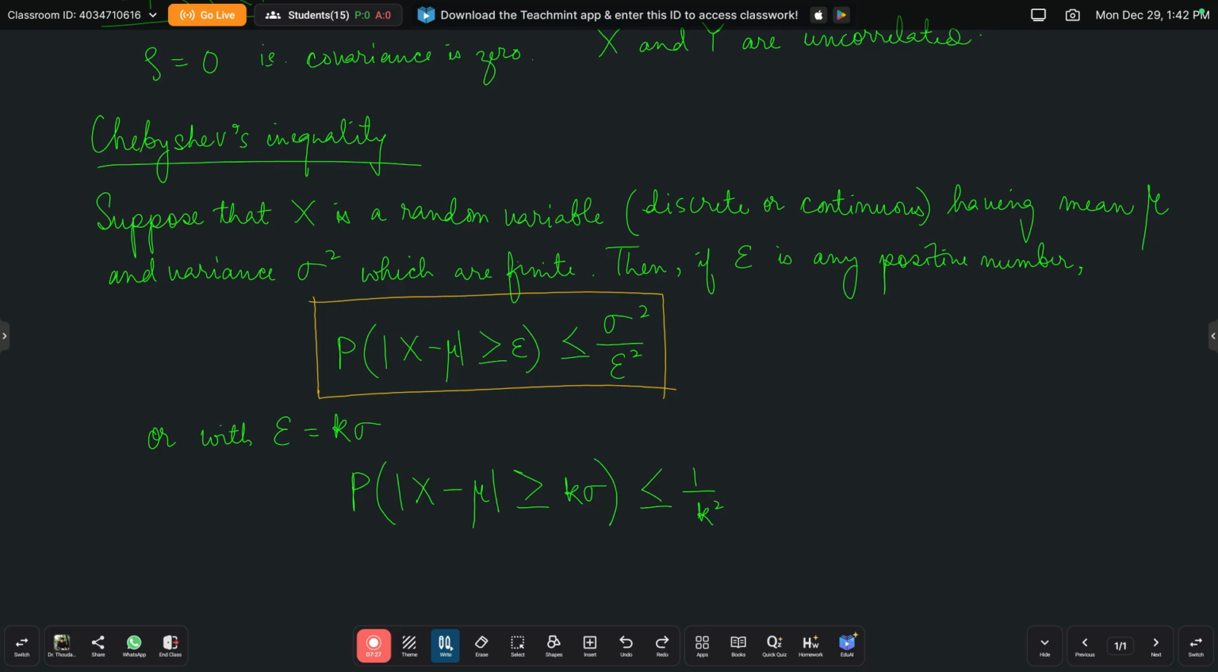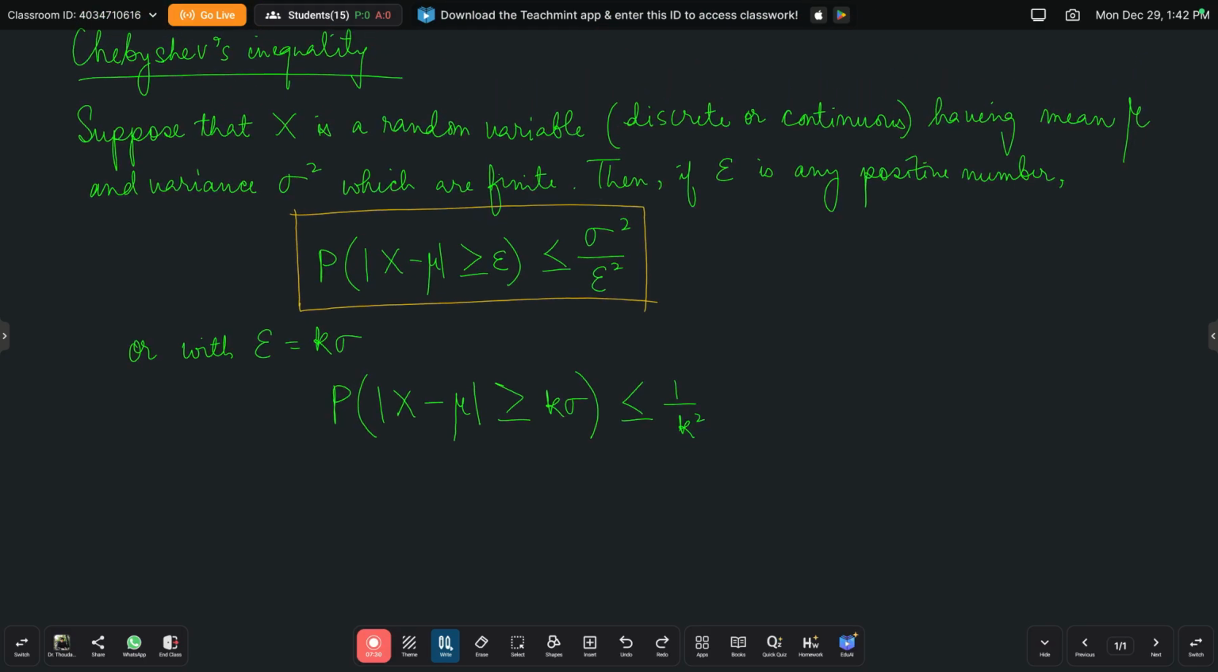This is very important. For example, let k be 2. Then the probability that x minus mu is at least twice sigma is less than or equal to 1 by 4, that is 0.25. Equivalently, the probability that it lies within 2 sigma should be greater than or equal to 0.75.